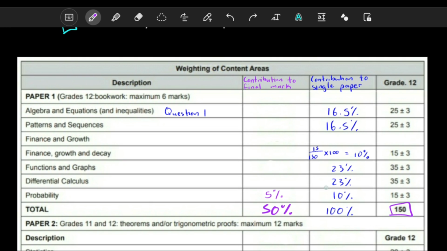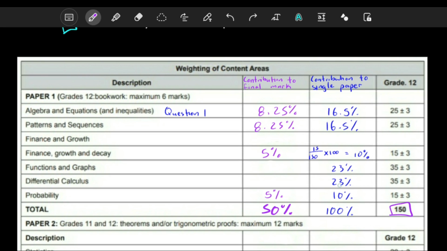So the others, you also just basically divide by 2. Here is an approximation, right? This value divided by 2 here, this is roughly just going to be about 8%, something like that. There we go. And then here, 10%, this is clearly telling you that with your finance, growth and decay stuff, that's roughly 5% of your entire mark. So this is giving you the idea that financial math is really not a huge portion of your final mark.